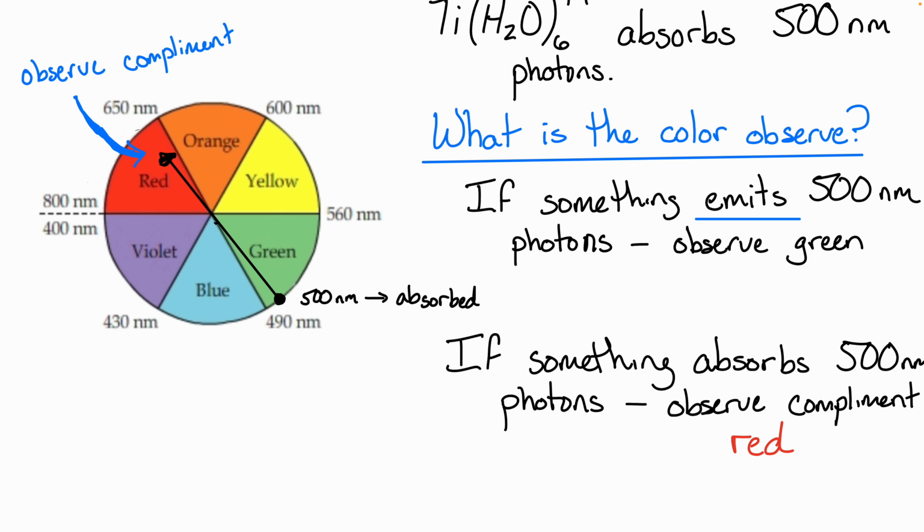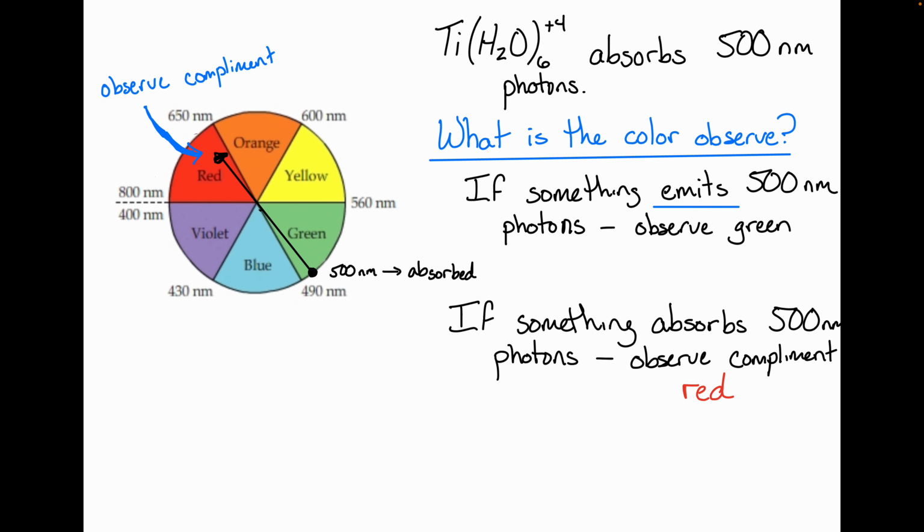All right, so just real quick, if we said that something absorbed instead at 450 nanometers, what would we observe? Yeah, so we want to find 450 on our line here. We go to the opposite side for what we observe. Okay, cool. All right, so what is the color observed? Our complex would be red here if it absorbs at 500 nanometers.